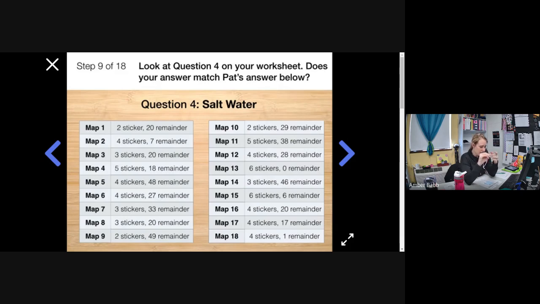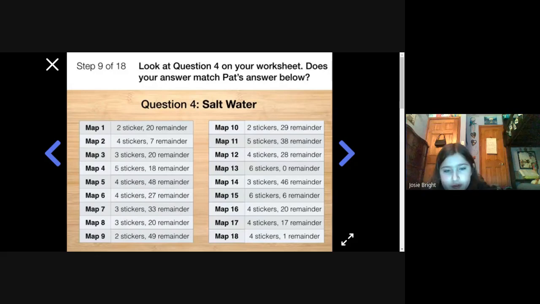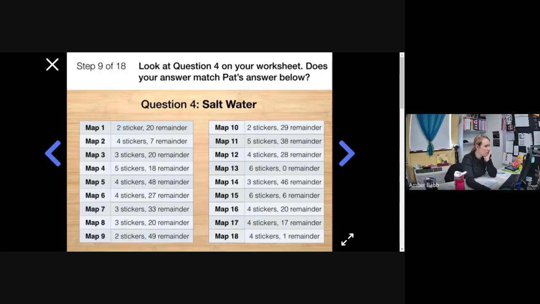Okay, so for example, Josie has map number 1. So for her question number 4, if she did her math correctly dividing, she should have gotten 2 with a remainder of 20. Josie, did you get that? I got 2 remainder 30. Okay. We're going to go with, if you got something different, change it to match what this is, because this is the actual. I got mine. So is everybody's like close? Did everybody get close? I'm right. Okay, good. All right.